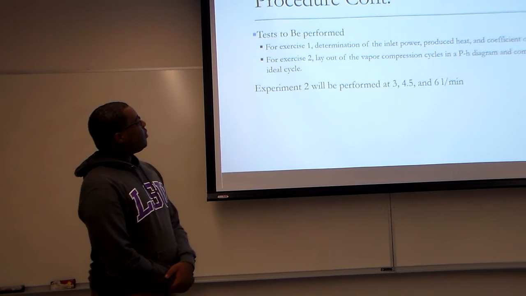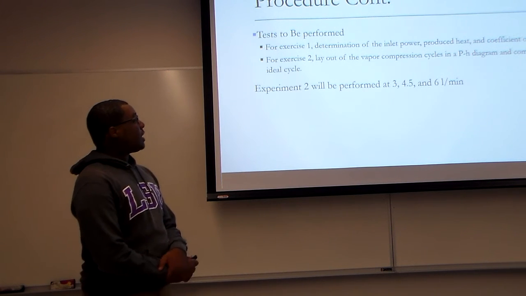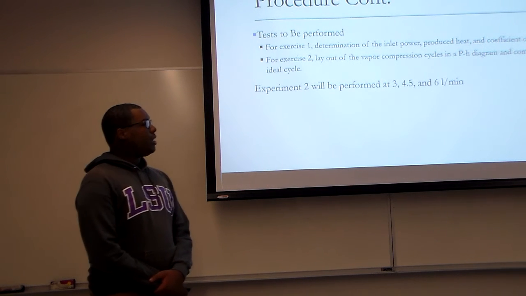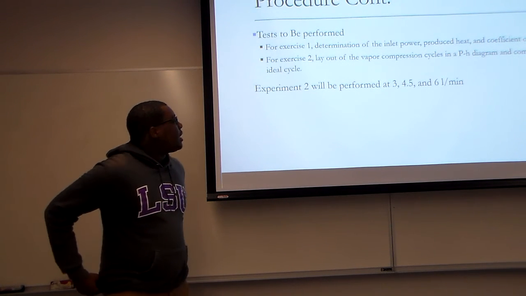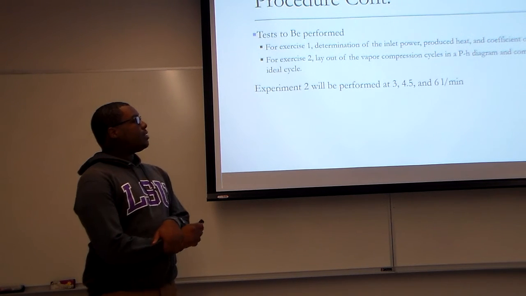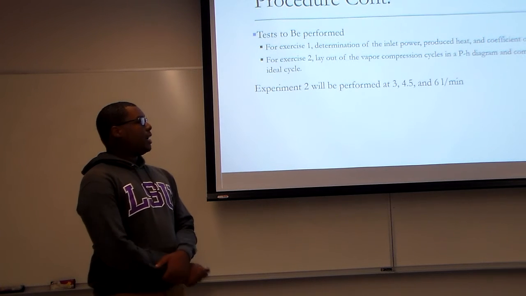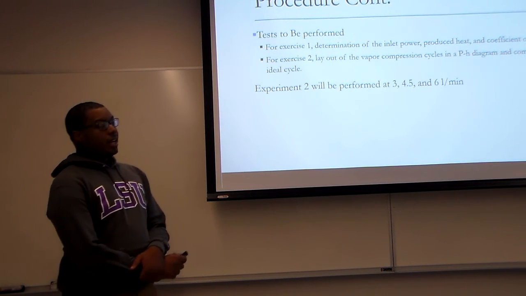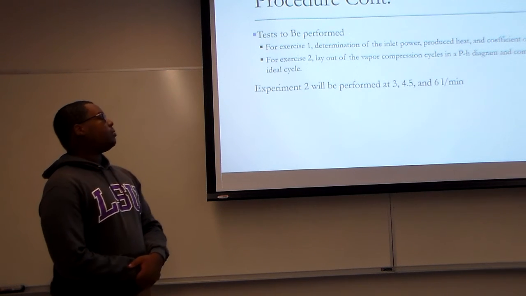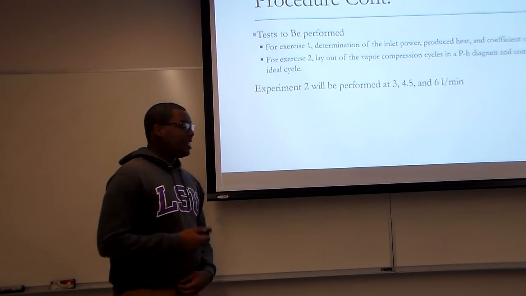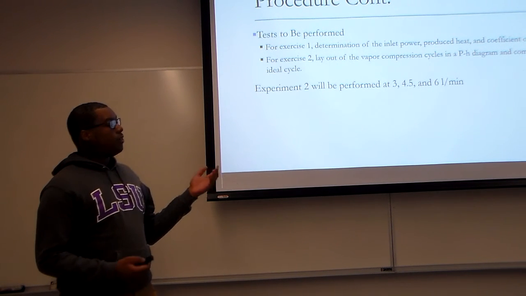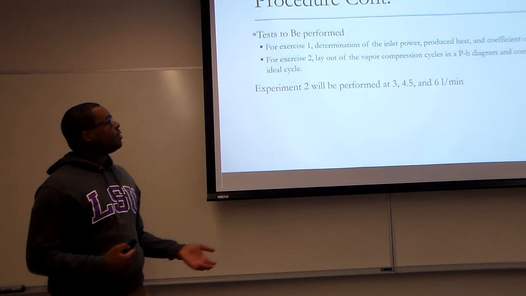There's a little bit more. For the tests themselves, for exercise 1, you're just going to determine the input power, produced heat, and coefficient of performance. For exercise 2, there will be a layout of the vapor compression cycles in a pH diagram, and you will compare that with the ideal cycle. You will perform it at 3, 4.5, and 6 liters per minute, and then compare the values that you get to what you would get from an ideal cycle.